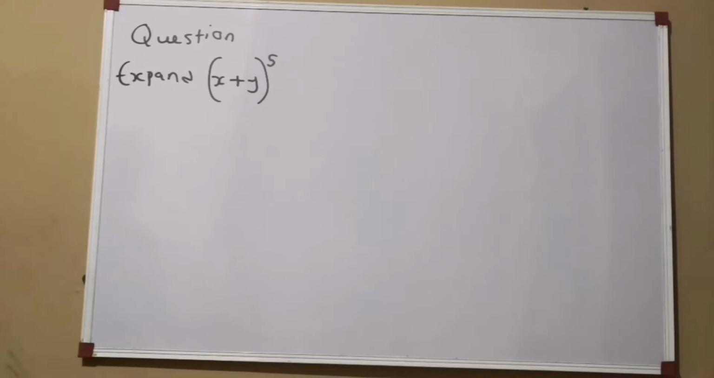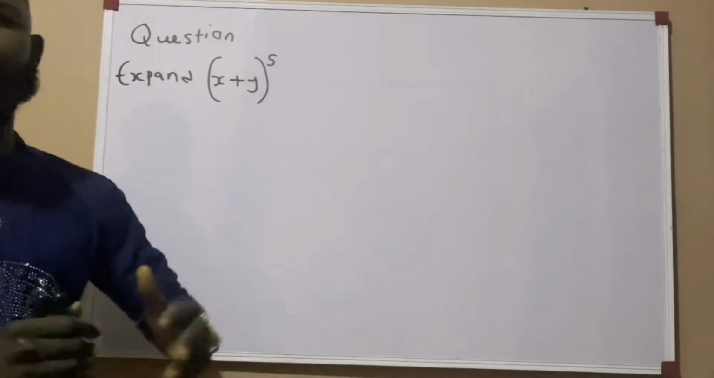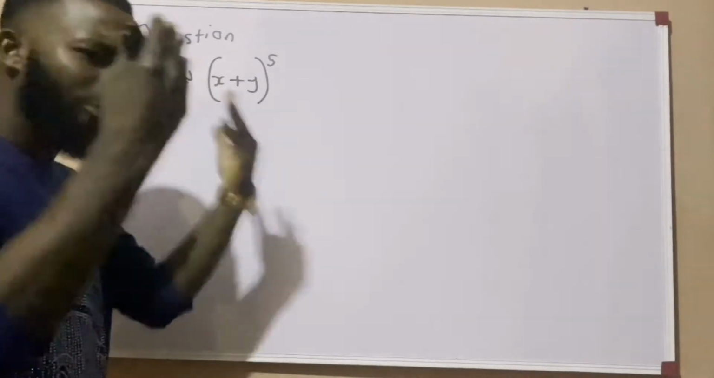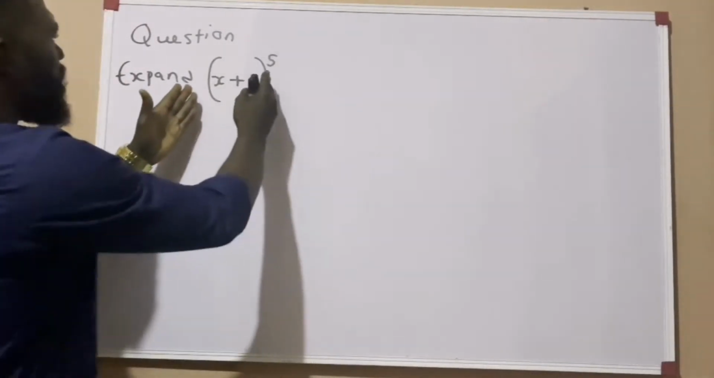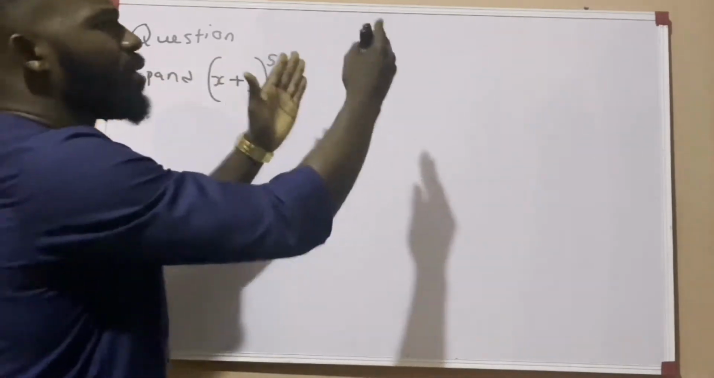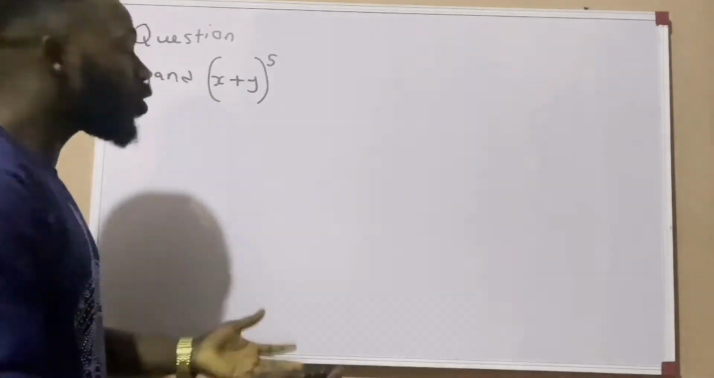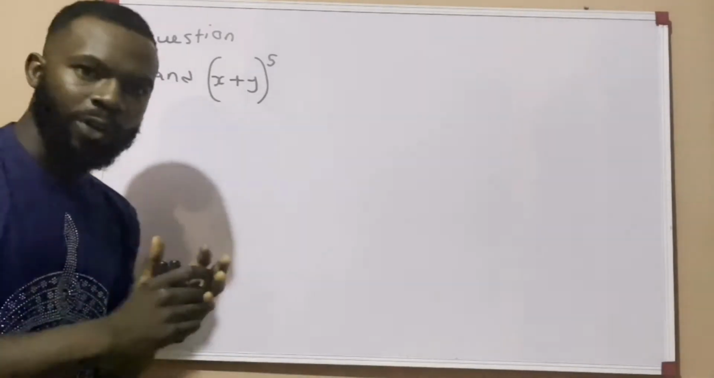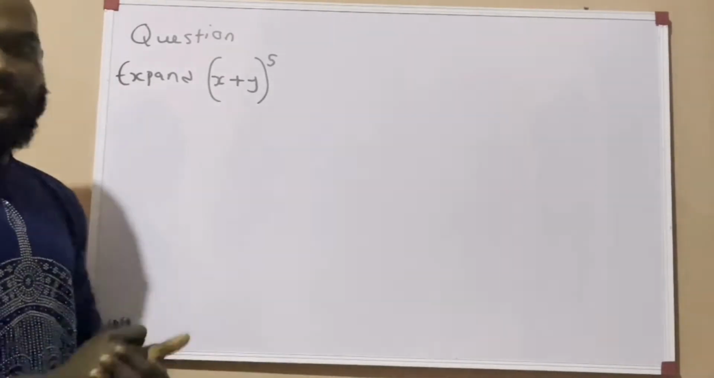Now, imagine in an examination condition, you come across a question like this: x plus y raised to the power of 5. It will be a crazy idea for you to say, because we have power of 5, it means I'm going to write this into 5 places: x plus y, x plus y, x plus y, into 5 places. Although it is correct, you will find it difficult to work with it. So how then can we solve a problem like this?